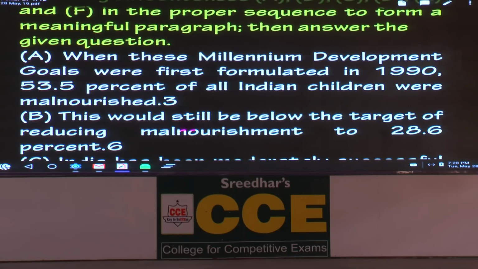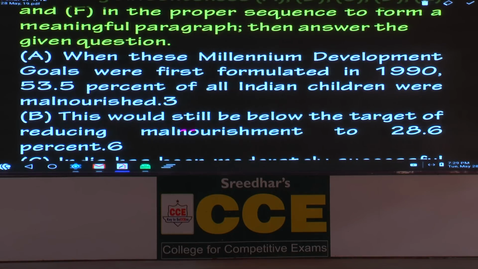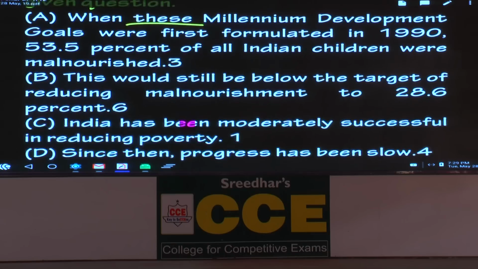Start with the elimination approach, then we'll decide what is the first one. Can A be the first sentence? Underline the word these. It cannot be the first sentence. We'll see B. Can B be the first sentence? Why? Underline the word this. Is it a demonstrative adjective or a demonstrative pronoun?